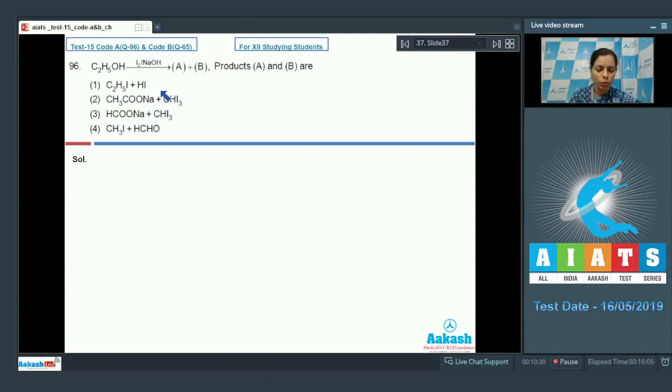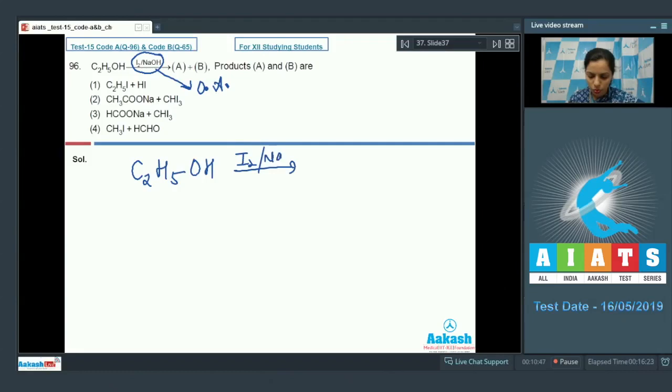First of all, I just want to make it clear that when we talk about I2/NaOH, a mixture of this can also act as an oxidizing agent. And if it is so, first of all, this C2H5OH gets changed into acetaldehyde. Now, when this is treated with I2 and NaOH, you know that it is the iodoform reaction.